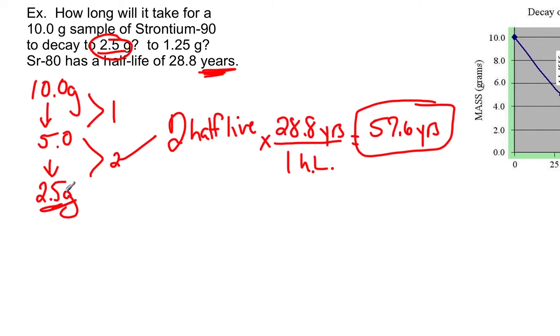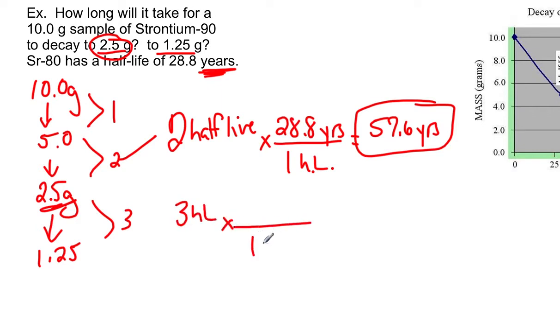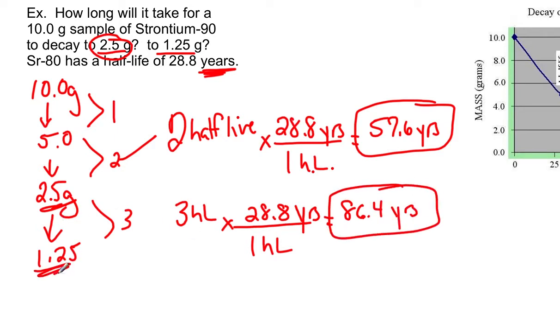Now, what if we keep going? What if we want to get to 1.25? Well, simply divide this in half again. 1.25, that's our third half-life. So instead of two half-lives, we have three half-lives. One half-life on the bottom. One half-life is still 28.8 years. Three times that is 86.4 years. So that's how long it would take to get down to 1.25.